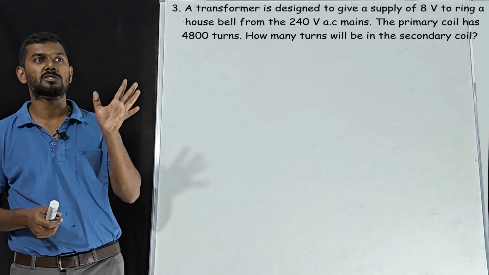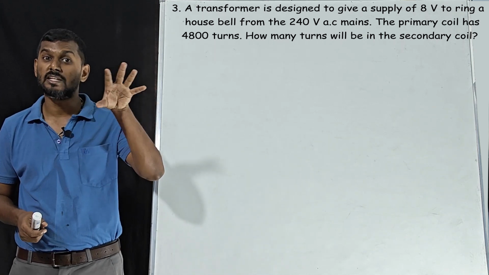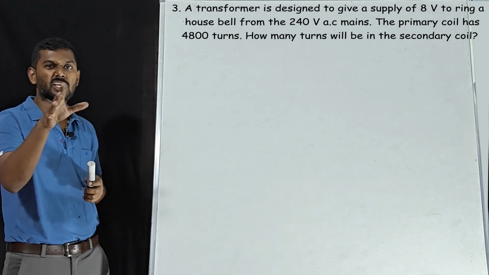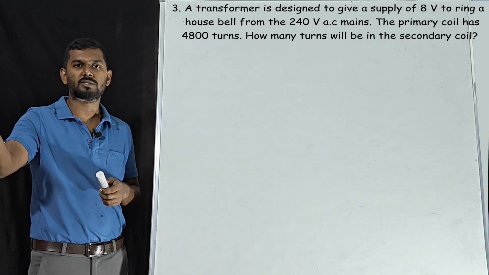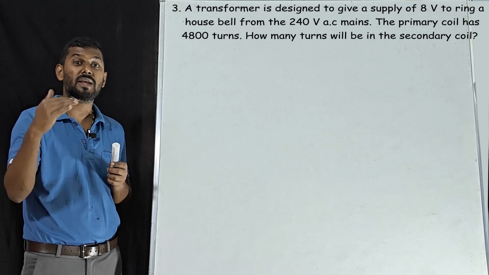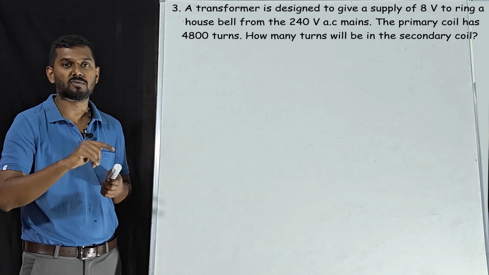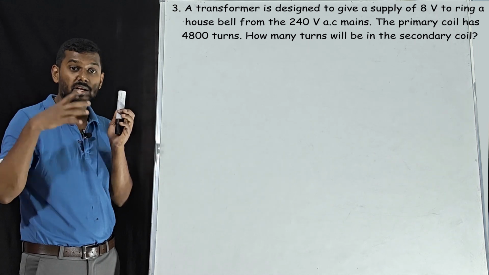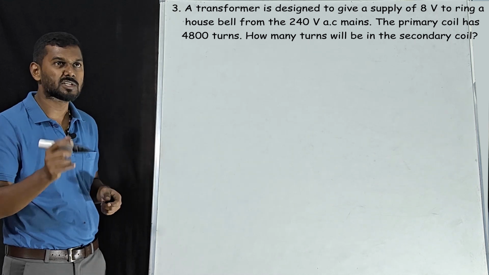Whenever they talk about a supply of 8 volts, you should not think that is the primary side. So it is from 240. So input is 240. That is a doorbell. That is what we have learned in the concept video. Doorbell, it is a step down transformer. Step down means input is more, output is less. These kind of tricks you have to use when it comes to questions like this.